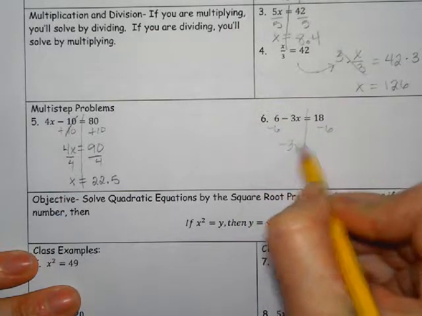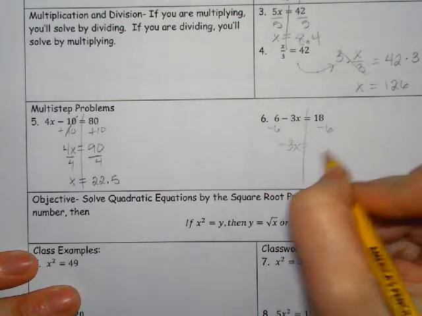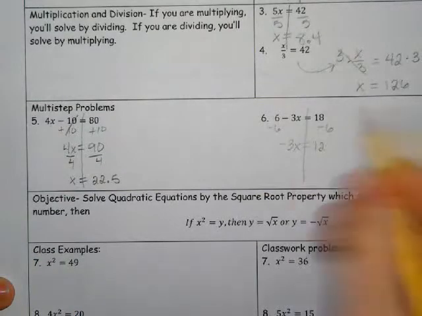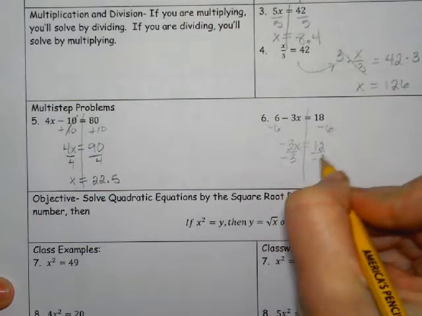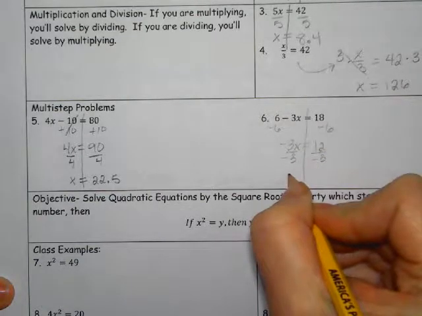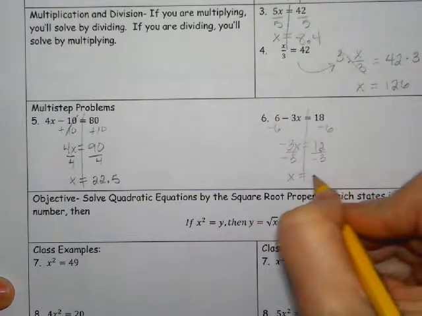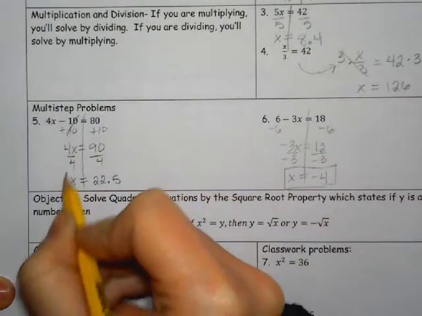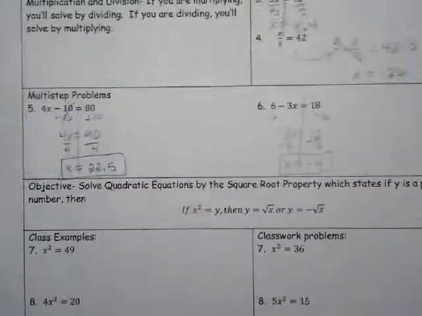Okay. So the square root property now brings into this another step. Multiplying and dividing are inverse operations, adding and subtracting are inverse operations. What we're going to be working with today is squaring and square rooting being inverse operations. So we'll do the class examples together, and then you guys will do the classwork problems on your own.